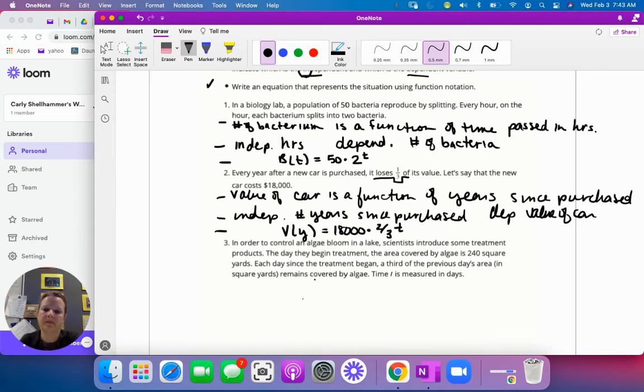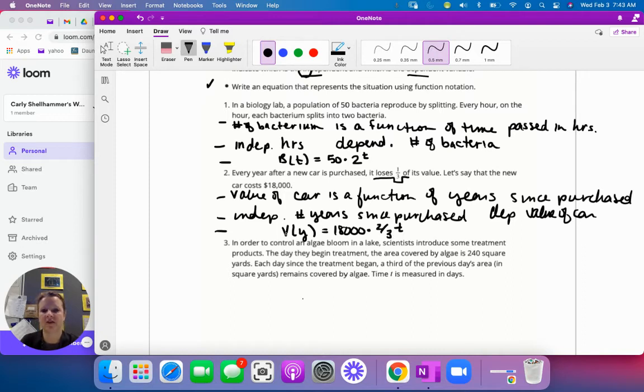All right. So this is a function. The value of a car is a function of years since purchased. Our independent is still the time, so the number of years since purchase is independent. And then dependent is the value of a car. Think about dependent. The value of the car depends on how many years since it's purchased.